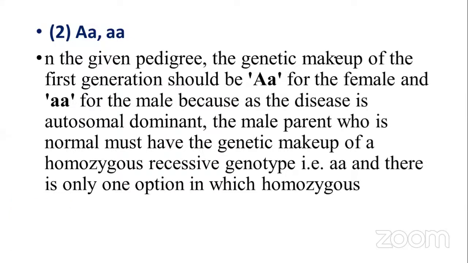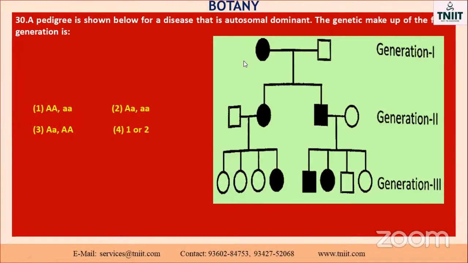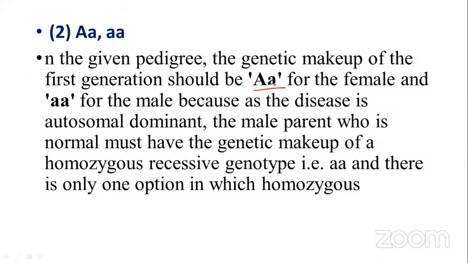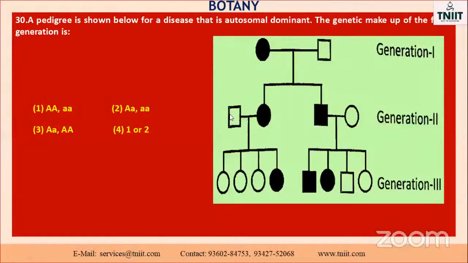So in the given pedigree, the genetic makeup of the first generation should be AA, they told. So this is the first one. For the female, AA, you just substitute here. Which one is male, which one is female? This one is considered as a male.